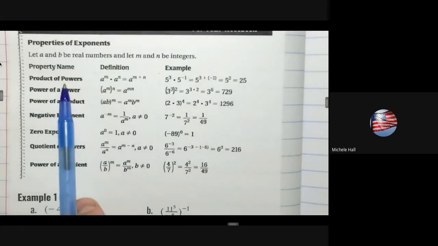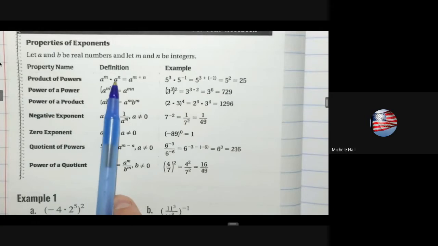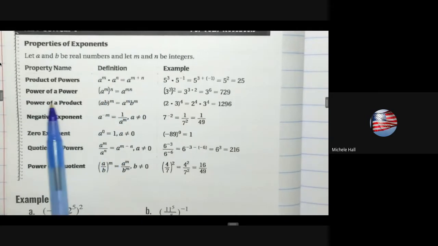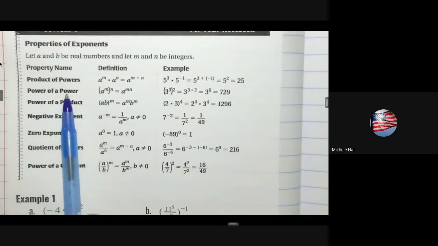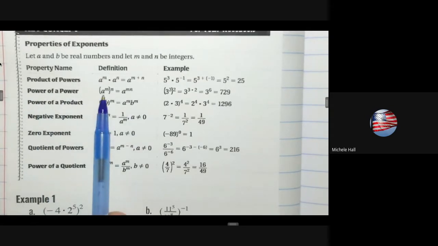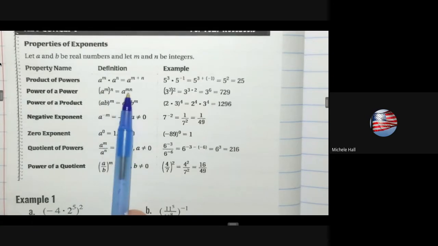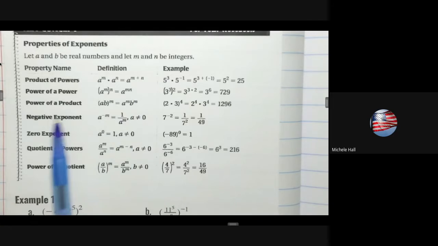Product of powers: when you're multiplying the same base, you add the exponents. Power of a power: when you have a power being raised to another power, you multiply the exponents.